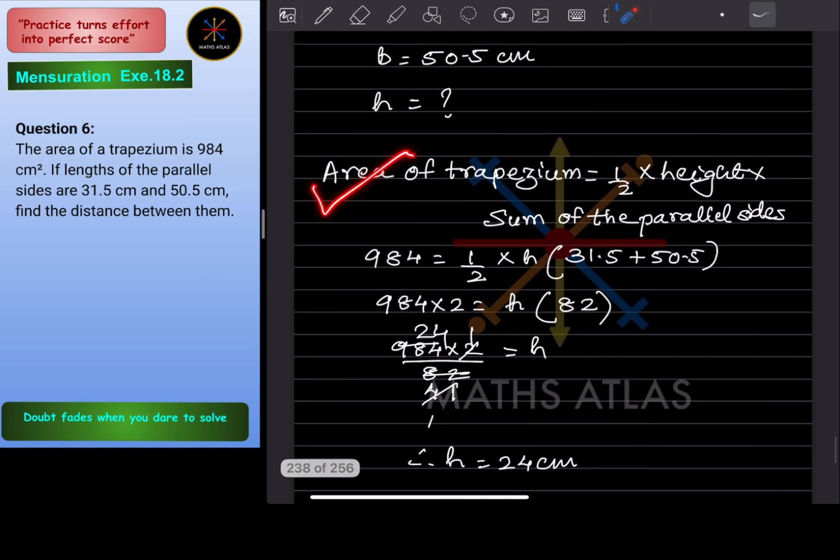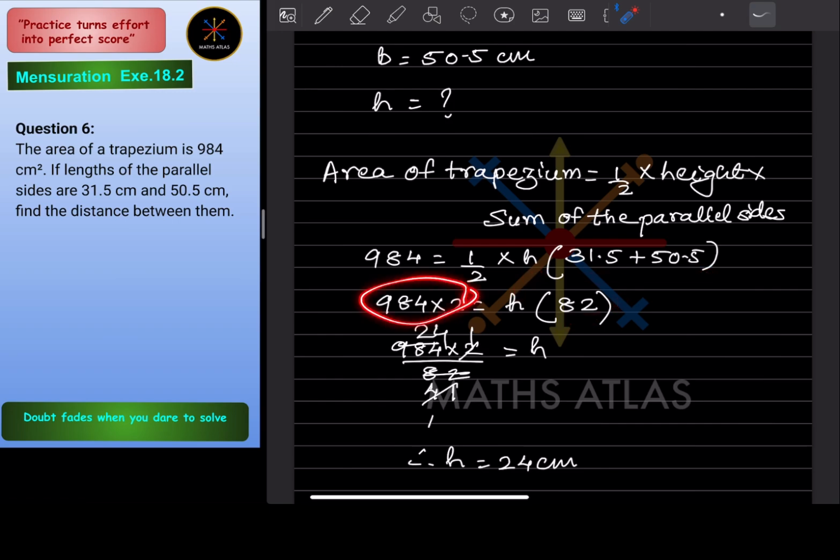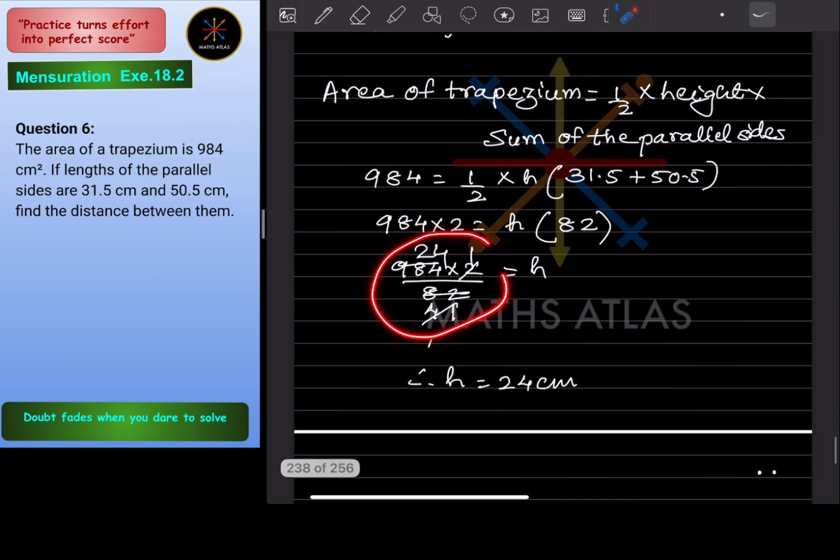Same thing, use the same formula. In place of area we put 984, half, we don't know h, and the sum of parallel sides, these are the sides given. So this will go on the left side, in the numerator, and after adding we get 82. If this half comes here, it will go in the denominator because this is multiplication. So h will be the same. After simplifying this, we get h is 24 centimeter.